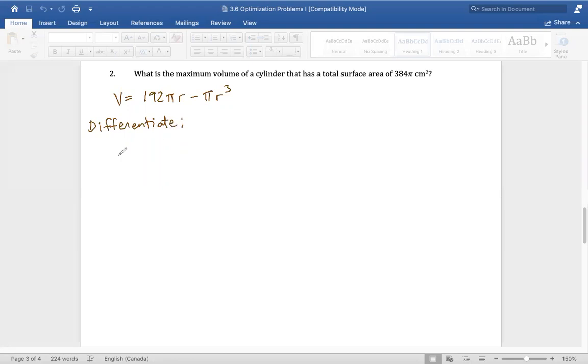So now when I differentiate and I get v prime, there's an exponent of 1 on this r. It would come out in front and multiply by the 192 pi again, and then r to the exponent of 0. So that's gone. Minus 3, that 3 comes out in front, multiplied by pi, and then r squared. And again, once I have my first derivative, you set it equal to 0. And what I want to do is solve for r.